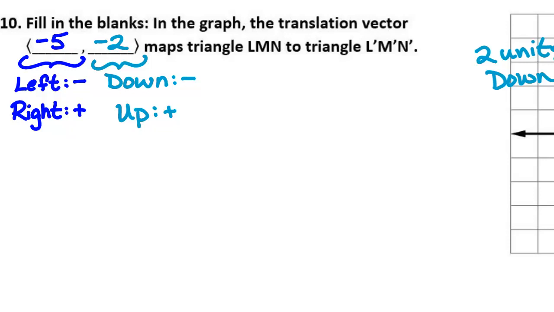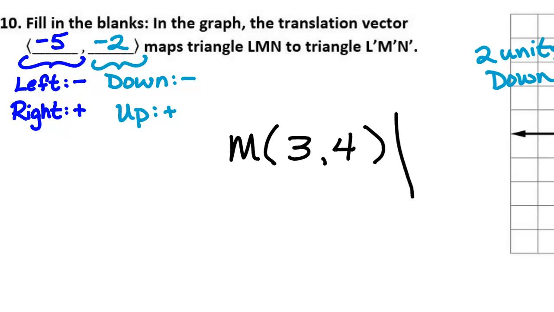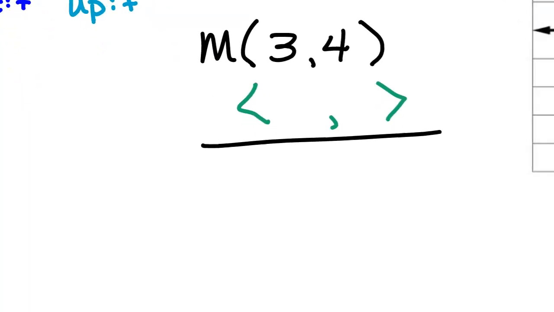If you don't like the idea of just counting on the graph, you're afraid you're going to mess up, you want something that's more mathy, we can do this with ordered pairs. I need the ordered pair for the one that doesn't have a prime first. So let's go with M. What's the ordered pair for M? 3, 4. Then I'm going to leave some space, because that's where my translation vector is going to go. I'm going to put an equal sign. And down here is M prime. What's our ordered pair for M prime?